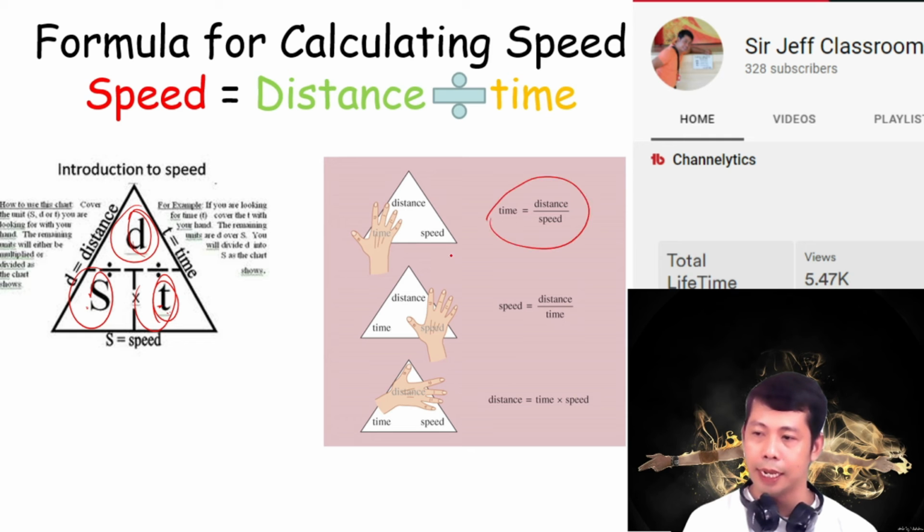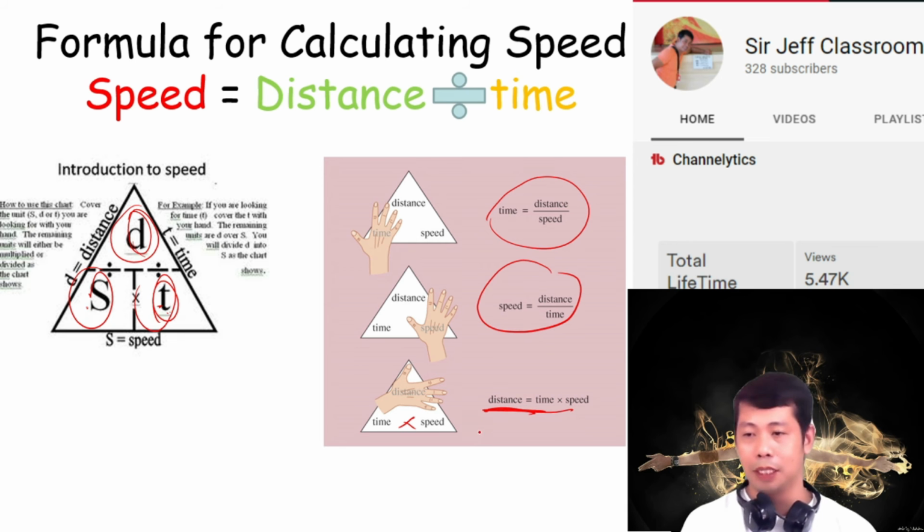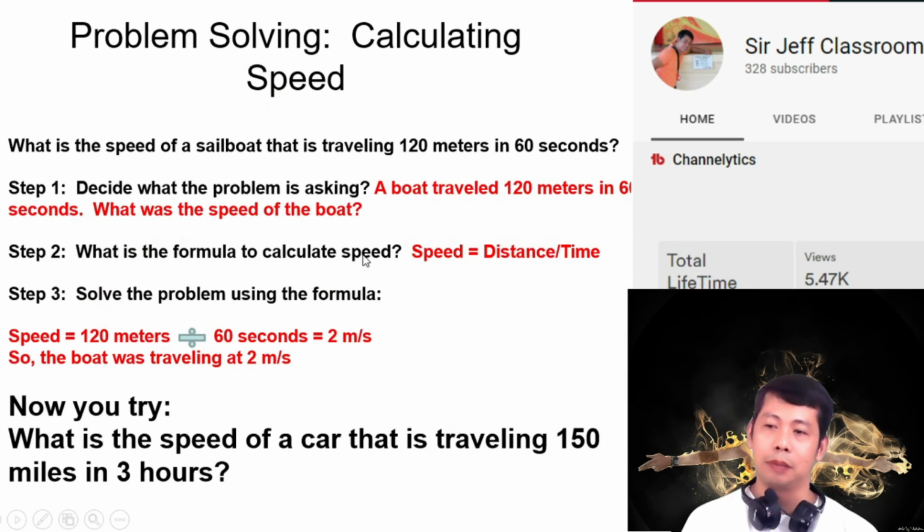Kunyari naman, tinakpan mo speed. So, ang mangyayari, speed is equal to distance over time. Distance over time. Mas madali mag-derive dito sa triangle method. Kapag distance naman yung tinakpan mo, magkatapat, ibig sabihin, multiply. So, distance is equal to time times speed. So, mas madali itong gamitin. Hindi ka na magde-derive. O, tara, let's solve this problem.